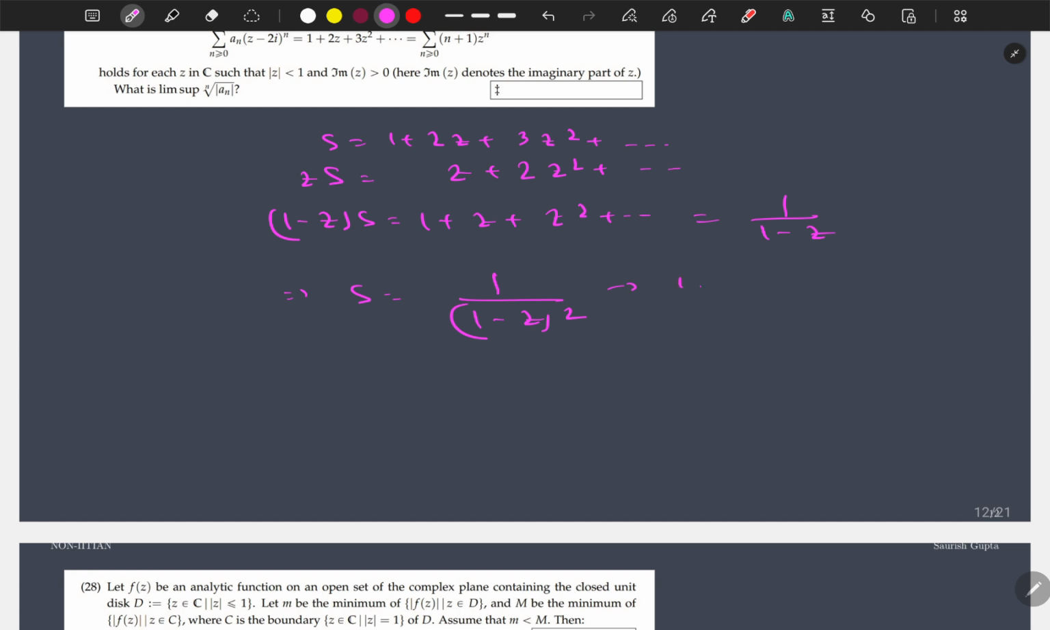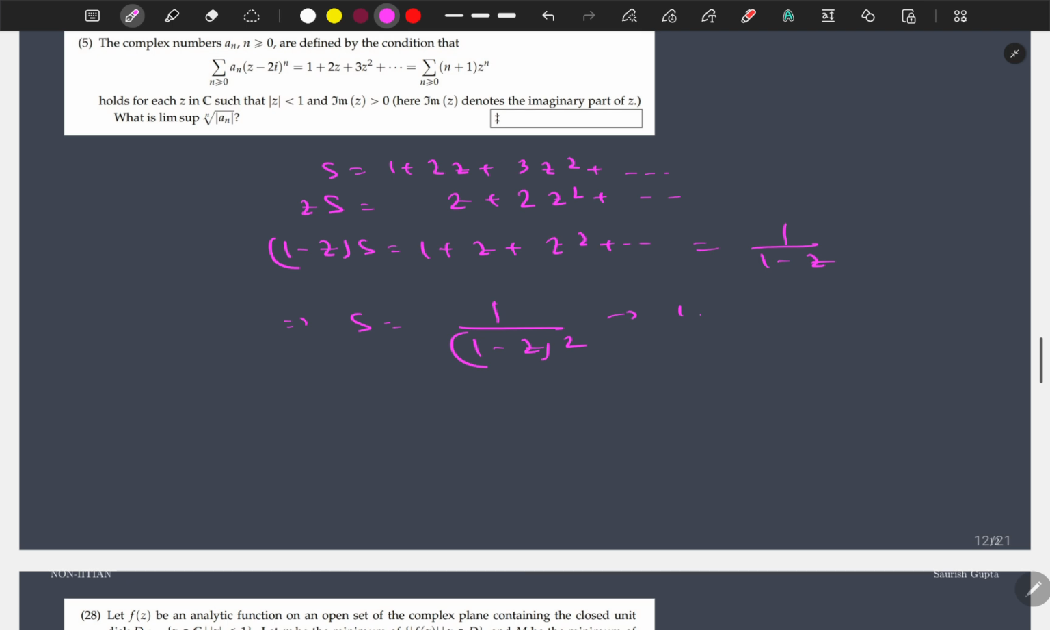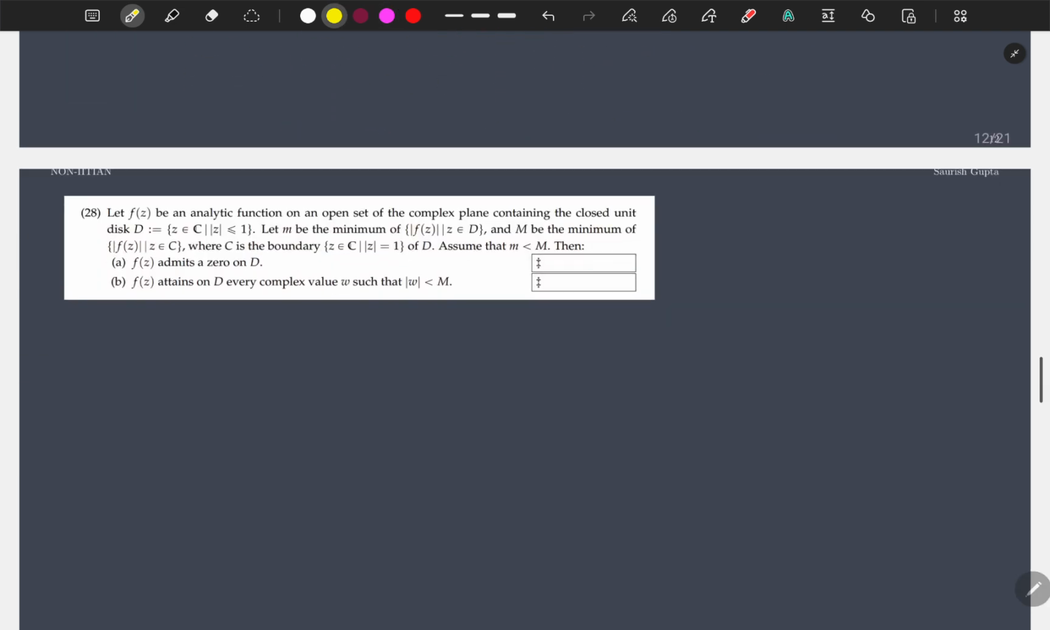I mean it's repetitive, but it's only 1. And the center here is 2i. So therefore the radius of convergence should be the modulus of 2i minus 1. That is nothing but root 5, right? So this should be your radius of convergence. Let us move on to the next question.